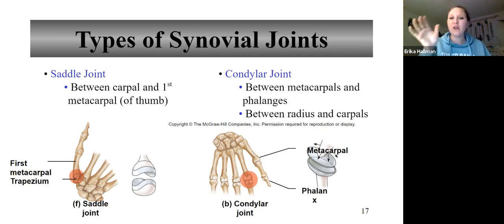And this allows our thumb to have a very unique movement where it can move front to back, up and down, and side to side. We can do it in a circular movement, but it doesn't have much movement outside of that. So that's achieved by that saddle joint.